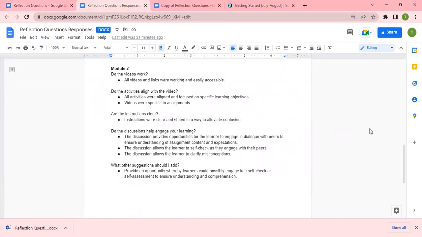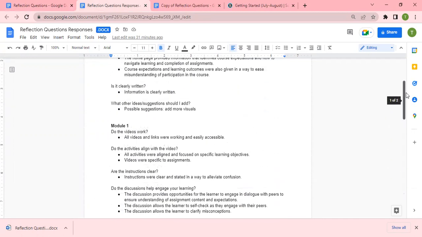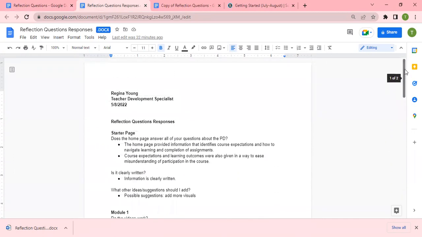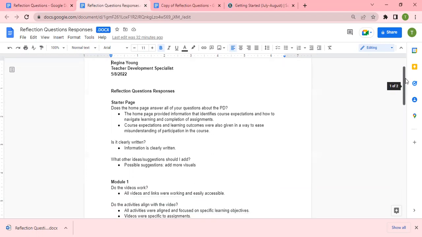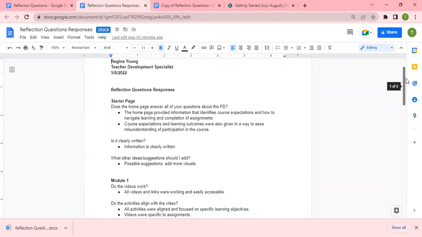My first response was from Mrs. Young, the teacher development specialist. She thoroughly enjoyed the starter page. She just mentioned to add more visuals that would help the learner go through the process of learning all about the course.